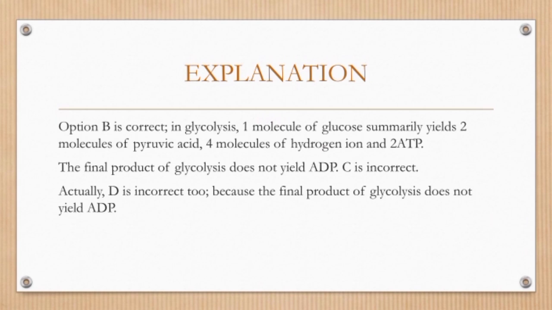The final product of glycolysis does not yield ADP. ATP means adenosine triphosphate, and ADP means adenosine diphosphate. So the final product of glycolysis does not yield ADP, and that is why C is incorrect. D is also incorrect, because the final product of glycolysis does not yield ADP either.